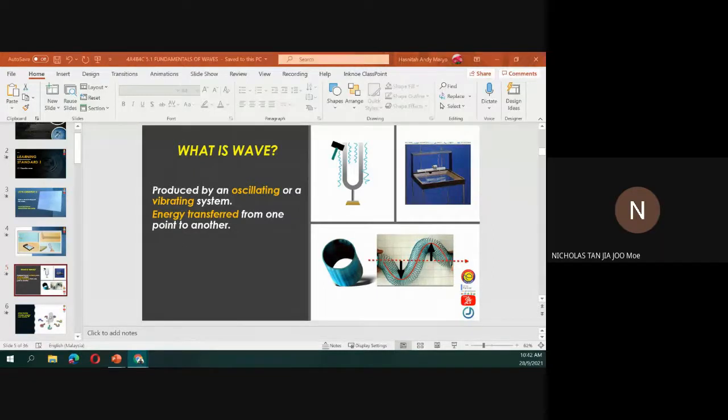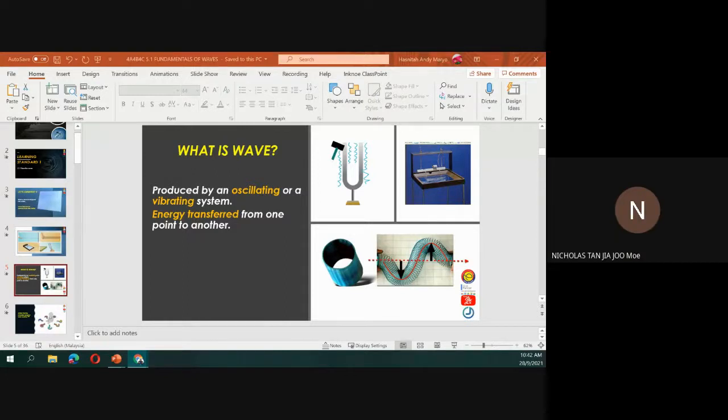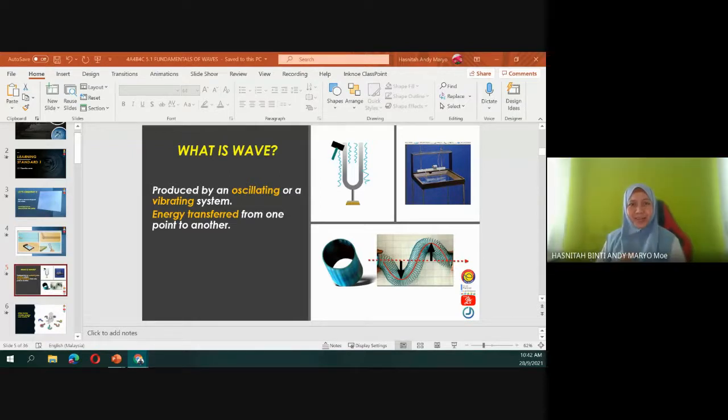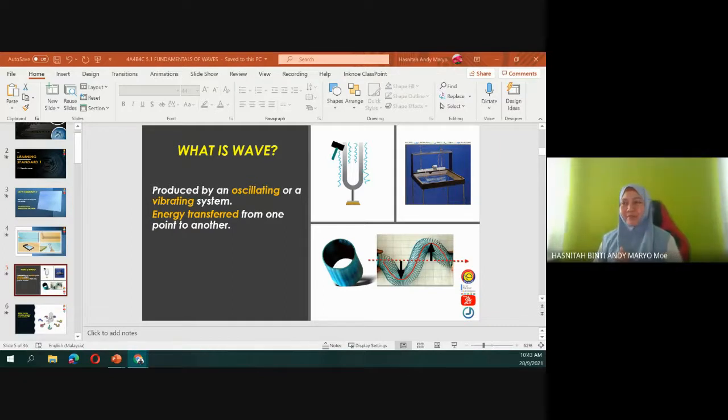Something like the W. Can you write that answer in the exam? Boleh tulis macam tu tak dalam exam? No. Give a proper definition. What is wave? Can you see my screen? Yes. The answer is there.